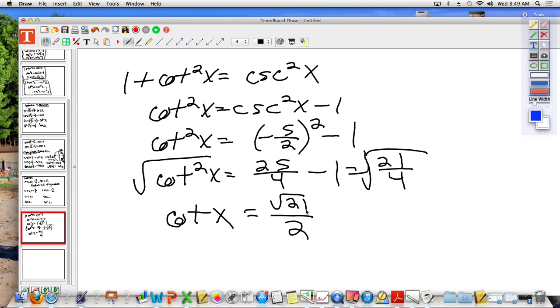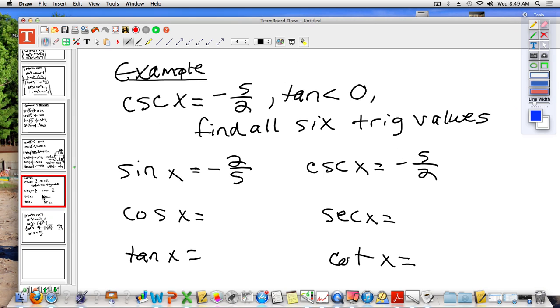Now, you could attempt a tree. But what kind of number is 21? 21 is not prime, but if you attempted to do a tree for the square root of 21, you would get 3 and 7. That's all you can do, right? There's no pairs of numbers that you can pull out of the 21. So you're going to leave it as the square root of 21 over 2. So now if I go back to this page, I now have my cotangent, which is the square root of 21 over 2. What is the tangent then?